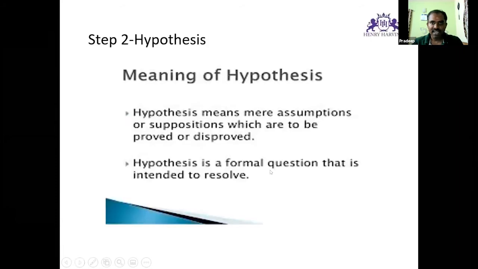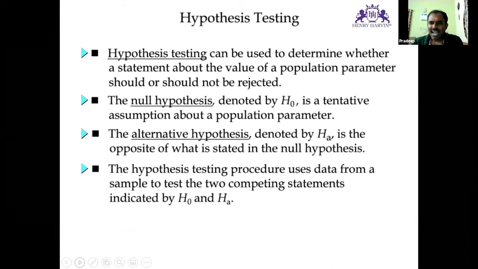That assumption can be right or wrong. Similarly, in research, we put a lot of assumptions, and based on those assumptions we check with the data whether the assumption is right or wrong. So in simple words, a hypothesis is a mere assumption or supposition which is to be proved or disproved. There is something called hypothesis testing. There are basically two kinds of hypothesis: one is called null hypothesis and one is called alternate hypothesis.